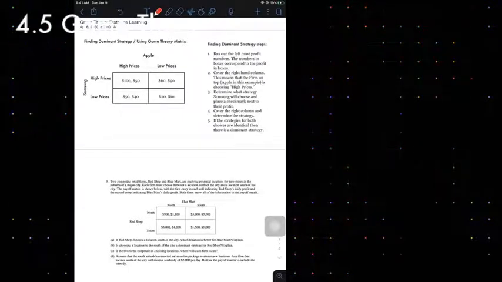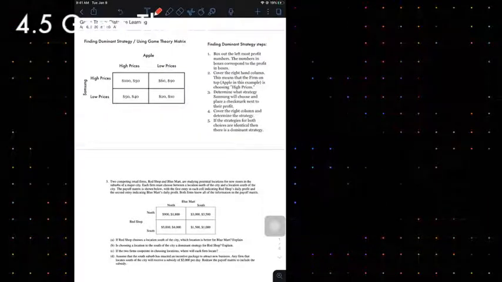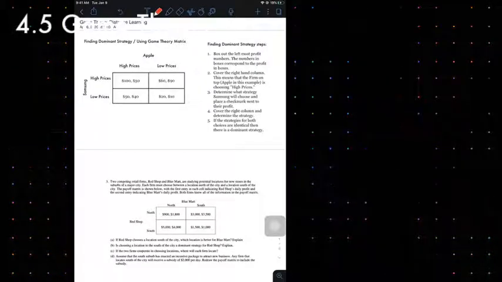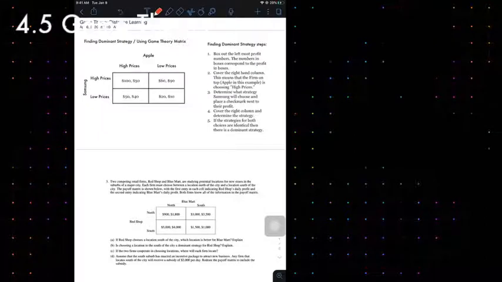Today we're looking at how to solve game theory FRQs. I'm talking about 4.5 oligopolies and how to solve these game theory matrices, okay?